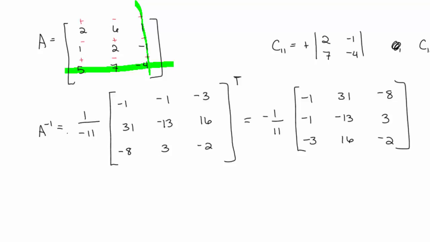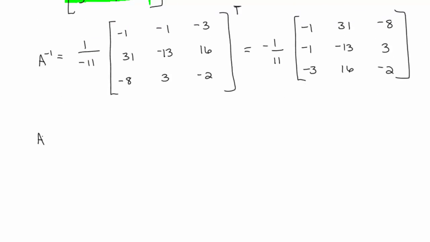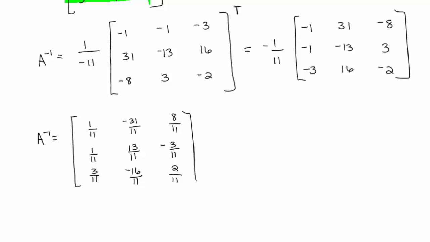So therefore, the inverse matrix for A is going to be a positive 1/11, a negative 31/11, a positive 8/11, a positive 1/11, a positive 13/11, a negative 3/11, a positive 3/11, a negative 16/11, and a positive 2/11.